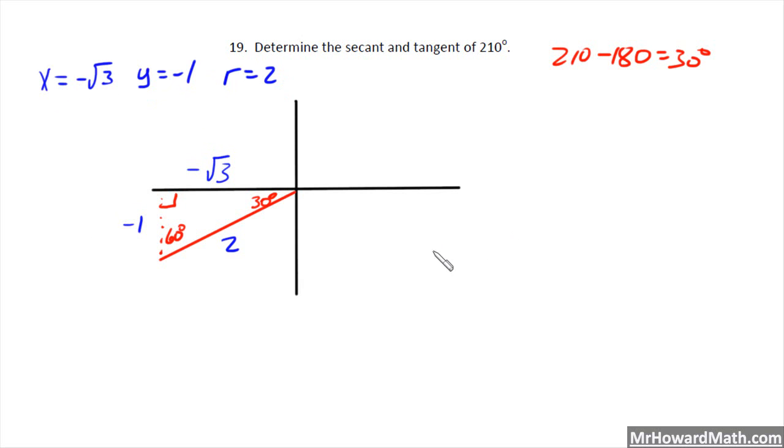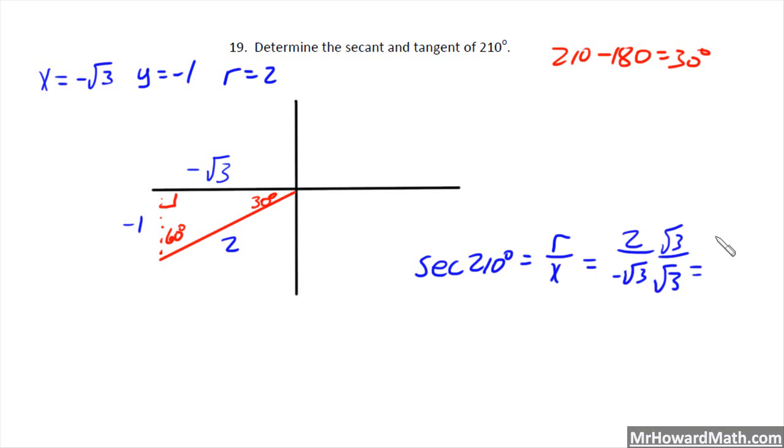So secant theta, in this case secant of 210 degrees, is equal to the reciprocal of cosine. Cosine is x over r, so secant is r over x. For us, that would be 2 over negative square root of 3. We want to rationalize that denominator by multiplying by square root of 3 over square root of 3, and we get 2 square root of 3 over 3, and it's still negative.